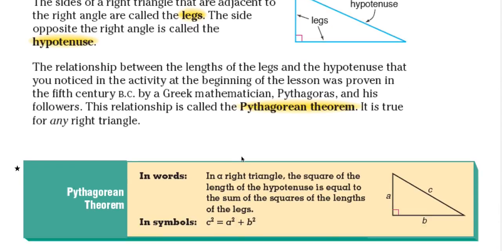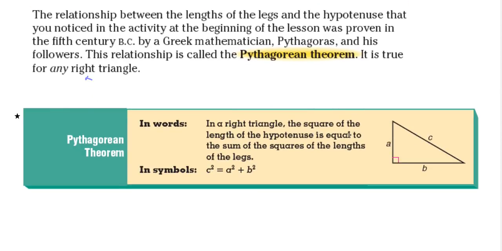It is true for any right triangle. So when you talk about the Pythagorean Theorem, it is true for any right triangle. Not just any triangle, it has to be any right triangle. So the Pythagorean theorem states, in a right triangle, the square of the length of the hypotenuse is equal to the sum of the squares of the lengths of the legs. And as a formula, it's c squared equals a squared plus b squared.